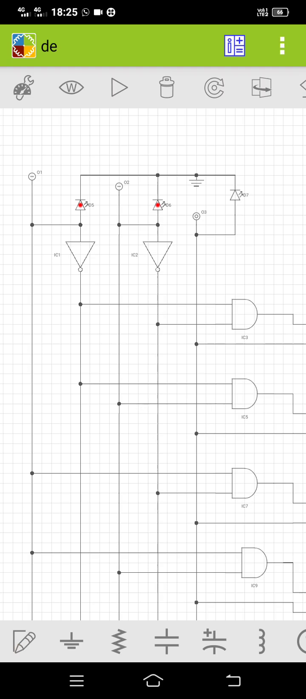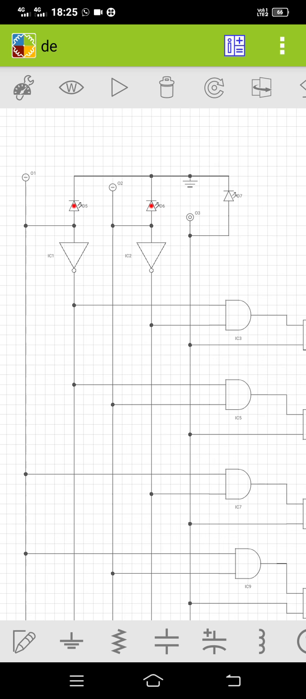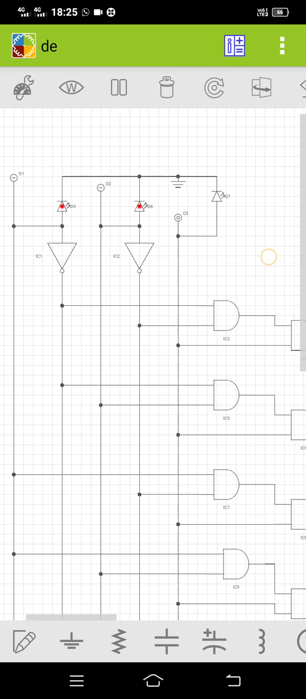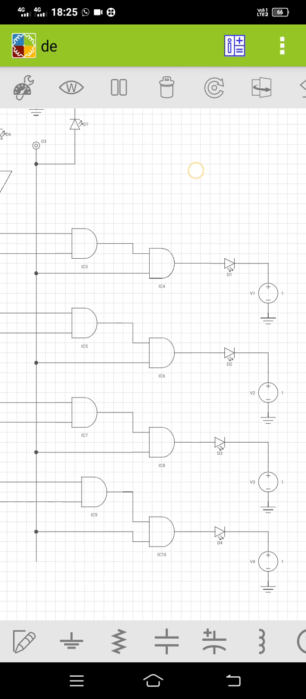In the seventh case, both the select lines should be 1 and the input should be kept 0. For this, in the output, no LEDs glow. Here, I kept two select lines as 1 and in the input I gave 0. Let us run it. For this, no LEDs are glowing. Hence, it is also verified. Now, let us check the last case.